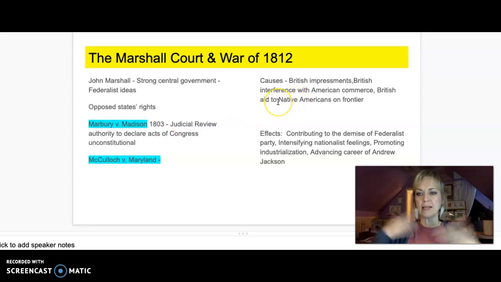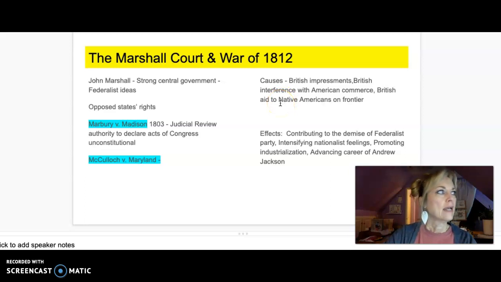All right, go back. Remember, when we talk about any type of war, all you need to know is causes, effects, and any turning points. So the causes of the War of 1812 are going to be British impressments. That's where the British were taking American sailors and impressing them into the service of the British Navy. And also their aid to Native Americans on the frontier.